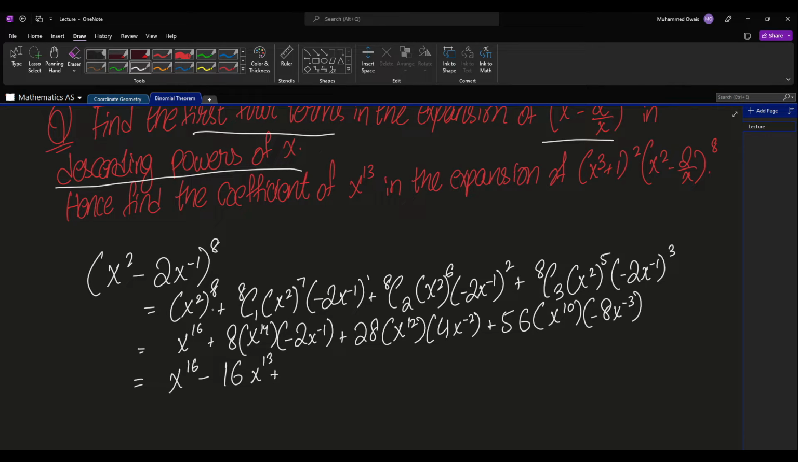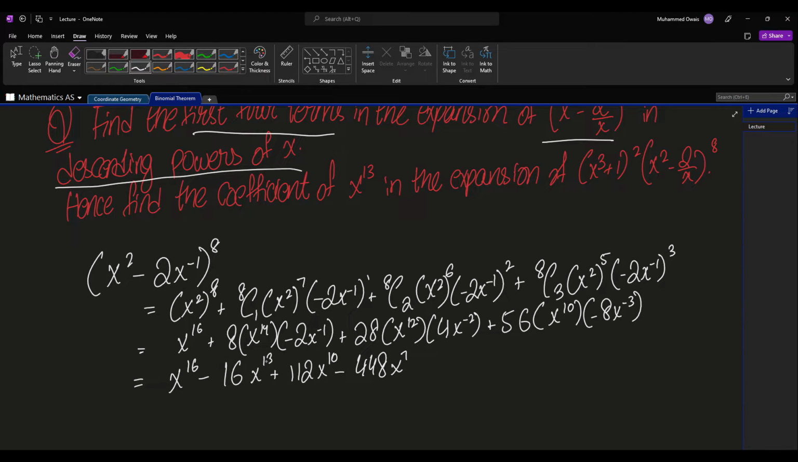Now then, here 28 into 4 is 112. Now then, 12 minus 2, right? Because these terms are multiplying. So if I add 12 and minus 2, this gives me 10, minus 56 into 8. This gives me 448, and 10 minus 3 is basically 7.